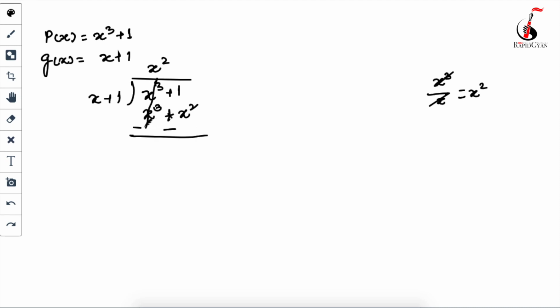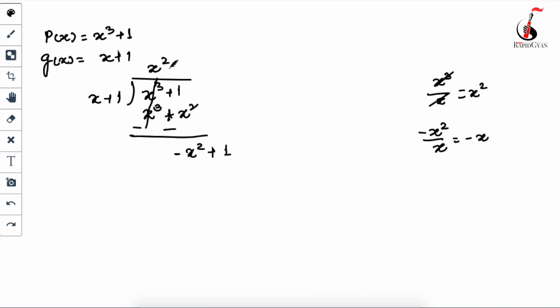Now what will I do? See here, I cannot subtract x square from 1. I have told you we can always subtract only those terms whose degree is the same. In this case, the degree of x square is 2, but the degree of 1 is 0. So I will simply write it like this, minus x square plus 1. Now I will divide minus x square by the first term of your divisor, x, which will give me minus x.